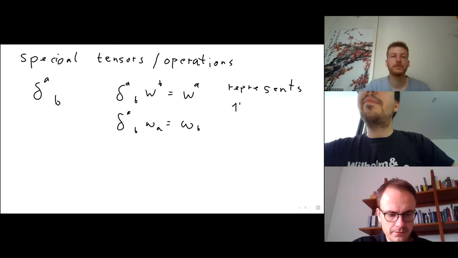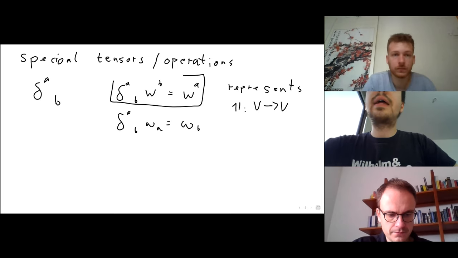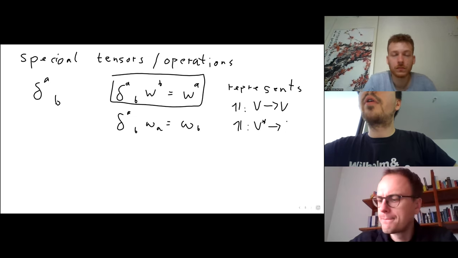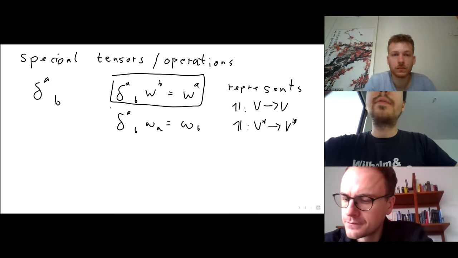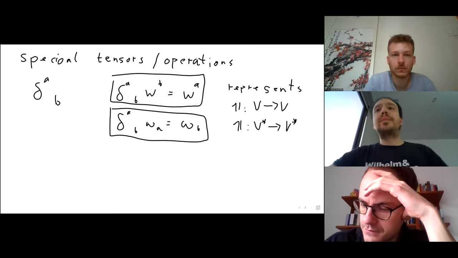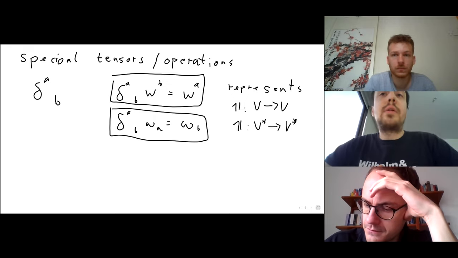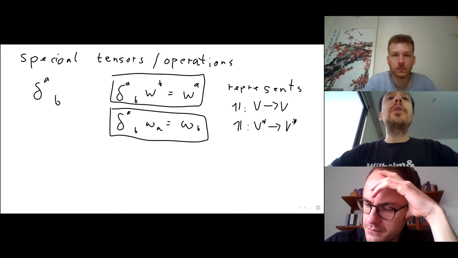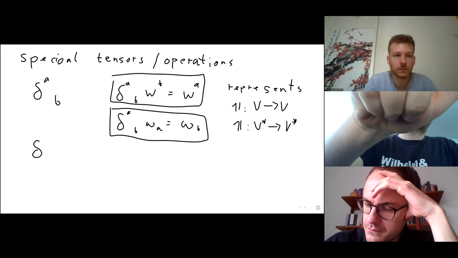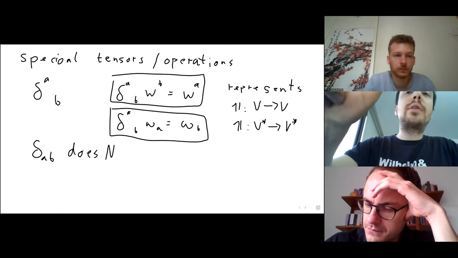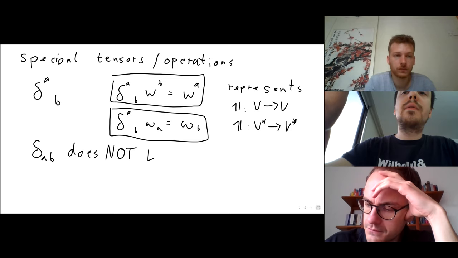The identity map either from the vector space onto the vector space, that's what I indicated here, or the identity map from the dual vector space onto the dual vector space, that's what I represented here, and of course both of them are the same tensor, so to say. Now, something very important to emphasize is that Kronecker delta AB does not exist.